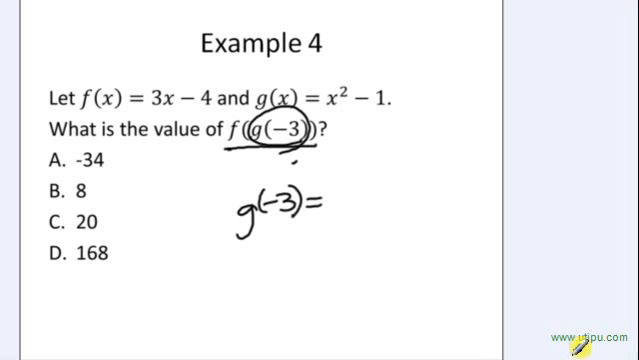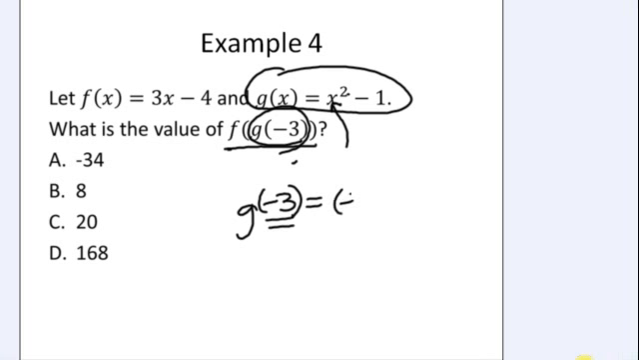So look at function g. G says take the input and square it, then subtract 1. So our input is negative 3. We need to square it and then subtract 1. Negative 3 squared is 9. Minus 1 is 8. So this was our input of function g, and here's our output of function g.